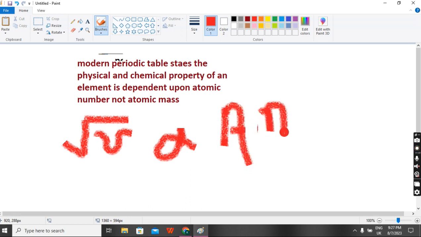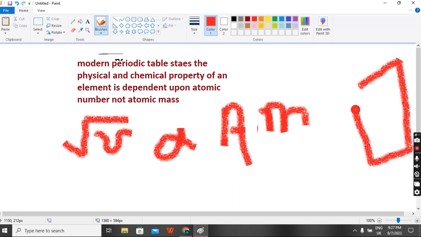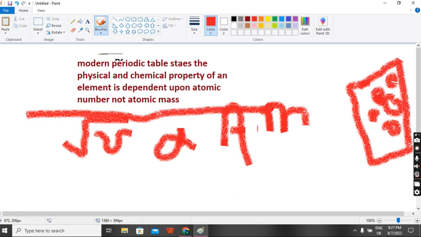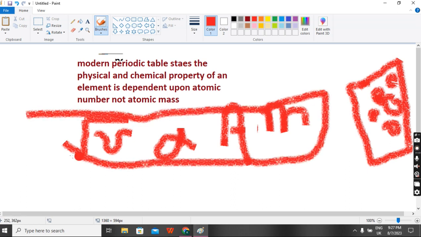He performed an experiment in which he took the anode rays and passed rays on them. He noticed that the rays produced depend upon the positive charge present on the plate, and vary with that positive charge. So he came to know that the physical and chemical properties of an element are not dependent upon its atomic mass but upon the atomic number. It was one of the biggest discoveries in the periodic table, because the modern periodic table is based upon atomic number, not atomic mass.